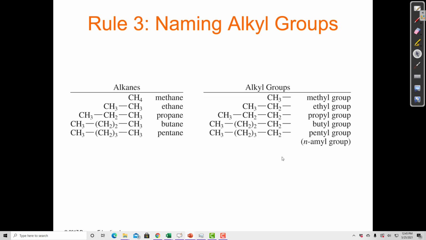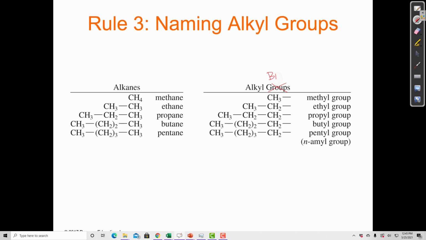Okay, so the last rule is naming the alkyl groups. So we looked at the table that tells me what the name of the molecule is that has one carbon and two carbons and three carbons and so on. Methane, ethane, propane, butane, and pentane. If these are groups on a molecule, so a branch, we'll call these alkyl groups. I think it's easier to think of them as branches on the chain.